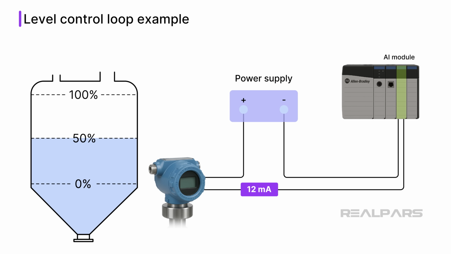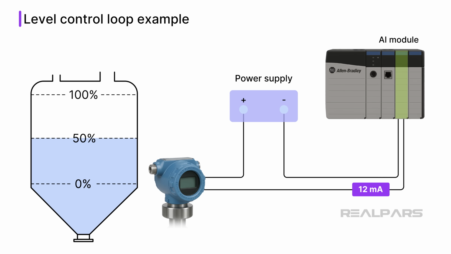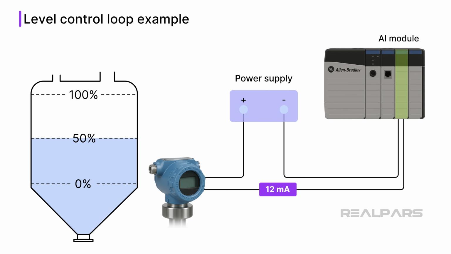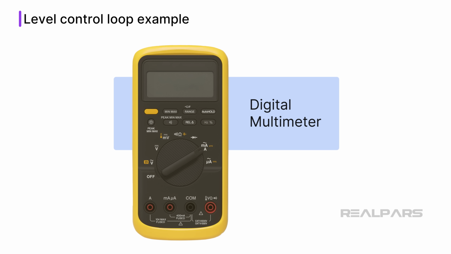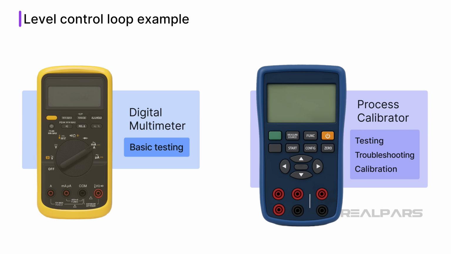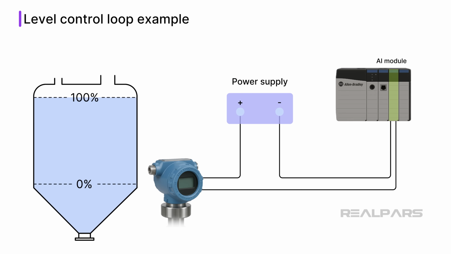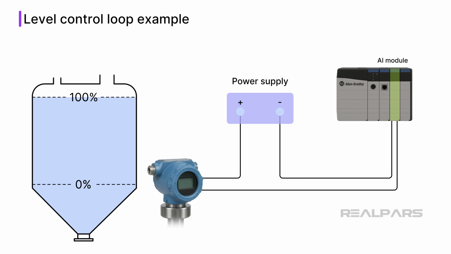Alright, let's talk about tools for troubleshooting PLC analog input modules and associated loops. A digital multimeter is very useful for basic testing, and that's what we'll be using in this video. A very versatile tool for testing, troubleshooting, and calibration is the instrument or process calibrator. More on that later. Okay, let's go back to our level control loop.